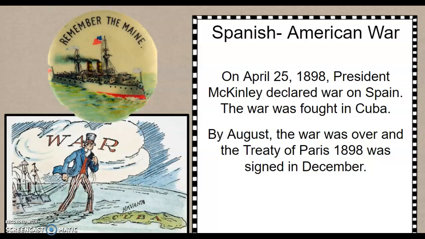So when we say Spanish-American War, it was Spain from Europe and America, and it was not fought on our land, it was fought in Cuba. And so you can see here, April 25th, they declared war, President McKinley did, and soon after, in August, the war was already over. We very quickly defeated Spain.